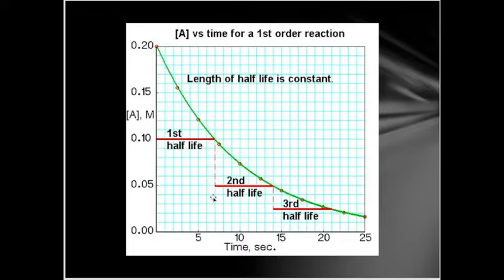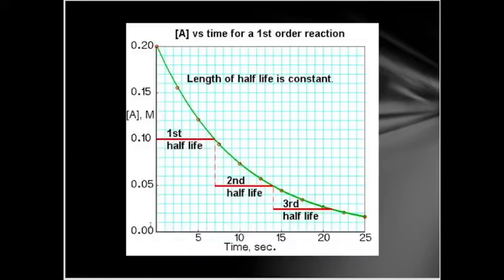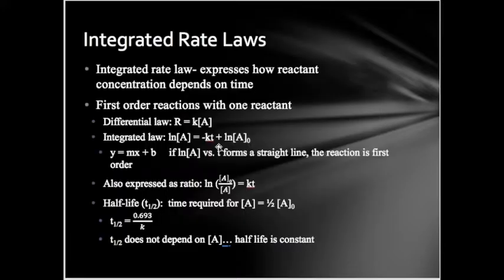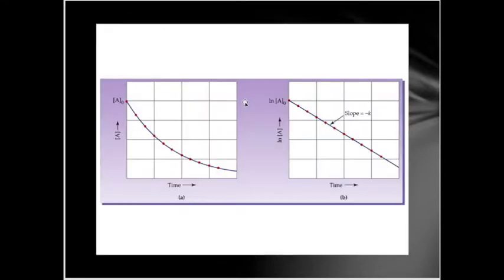Okay, and notice that we could actually calculate the value of k for this reaction, the rate constant. If we rearrange this equation to solve for k, 0.693 divided by the half-life would give me k. The half-life here is 7 seconds. So if I divide 0.693 by the half-life of 7, I'll get my k value. So that's one way that you can find the rate constant k for your reaction.